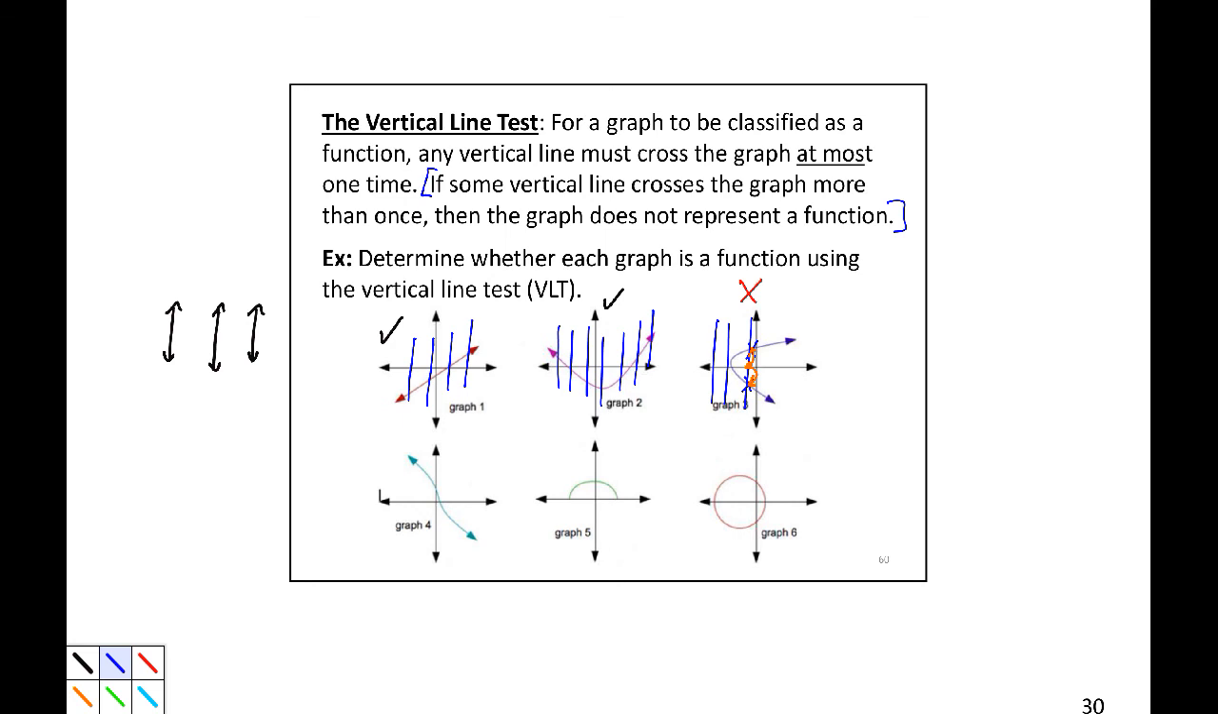Let's move on to graph 4. I can cross once in lots of places, but never more than once. So this one is a function. Next, try to cross it more than once. No, we're good. I can only cross it once, so that one is a function. Graph 6, I've already failed. Okay, I have one input that matches up with 2 different outputs. So this one is not a function.